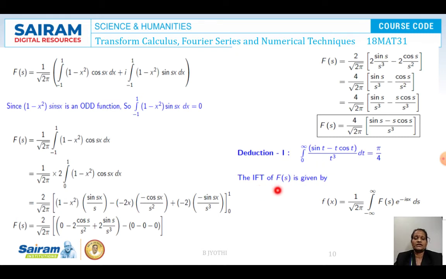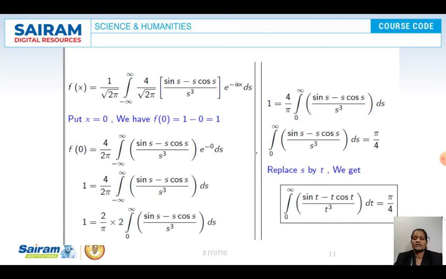In order to do the deduction, we will consider the inverse Fourier transform and put x equals 0. We have f of 0 is 1. So f of 0 is equal to 1, that is 4 by pi into the integral of (sin s minus s cos s) divided by s cube into ds. On simplification, this integral is given by pi by 4. Replace s with t, and we get the required deduction.